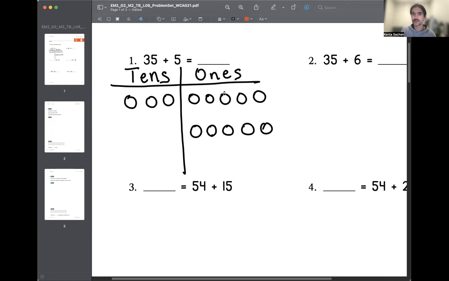1, 2, 3, 4, 5, 6, 7, 8, 9, 10. There's 10 ones. There should be an alarm ringing in your brain when there's 10 ones. Do you remember what we do when there's 10 ones? Yeah, they become one 10. It's like when we had our 10 place value cubes, right? And then we brought it together and made one 10.